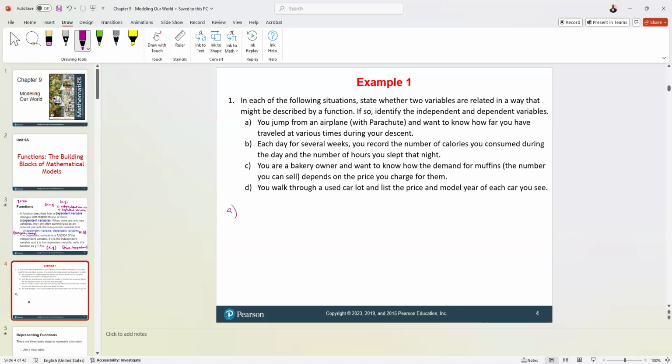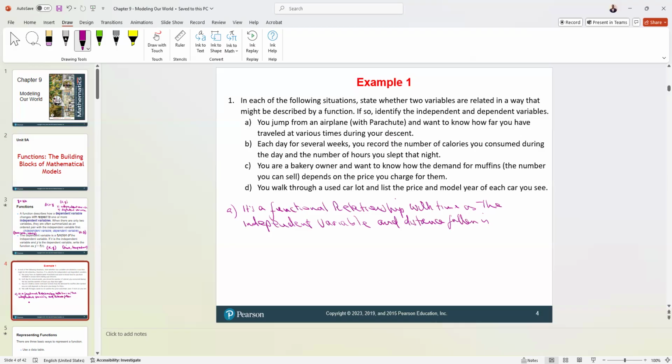So this is a functional relationship. As I said, time is the independent variable, and the distance fallen is the dependent variable. So that's how we're going to say it.